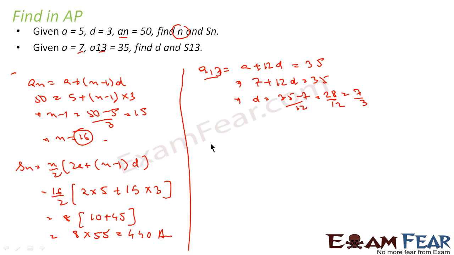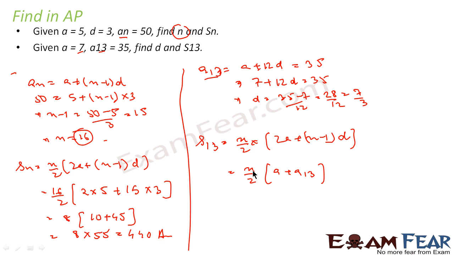Once I have the value of d, I can find S13. S13 is nothing but n by 2 into (2a plus (n minus 1)d), correct? Or I can use this formula, n by 2 into (a plus a13), the last term. n is equal to 13 here obviously. 13 by 2 into (a is 7 and a13 is 35). This is nothing but 13 by 2 into 42. 42 by 2 is 21. So 13 into 21, that is 273, is my answer.